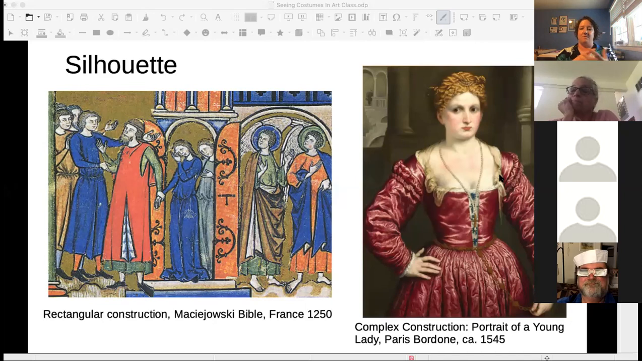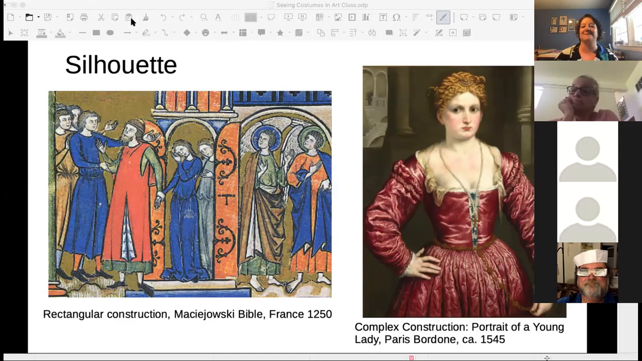You can see there's a lot more detail in what the sleeves are doing. They're not necessarily just the plain sleeves we see in the rectangular. And you can see in her skirt there's a lot of pleating around her waist. So it's not just covering the body, it's now shaping to the body and creating new shapes.